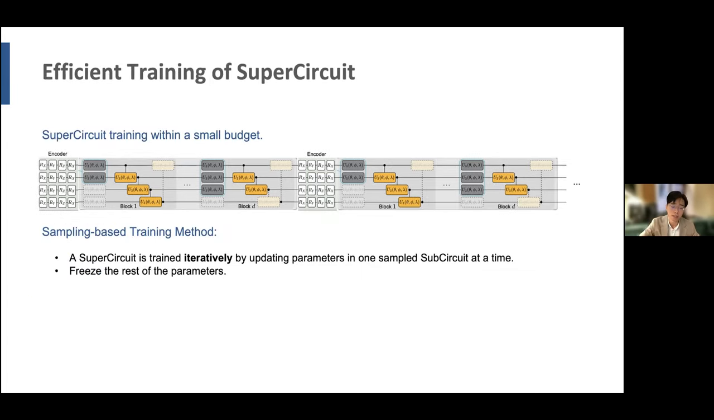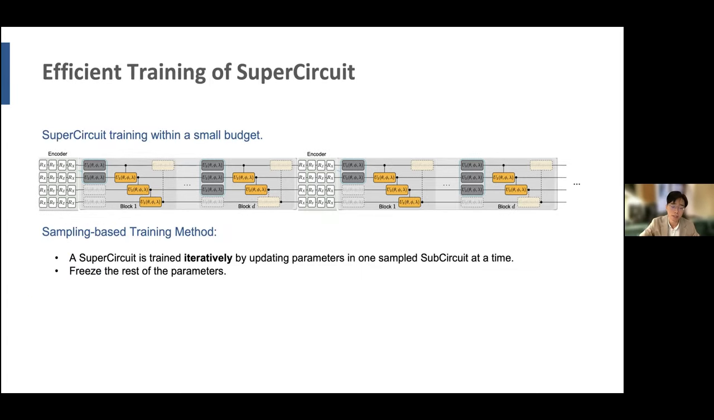That's a really good question. In fact, our assumption for the super circuit training is that if you are ignorant of noise, then we can just use the regular parameter shift rule to derive your gradient. And that already works well. In fact, the gradient our results use for the super circuit is not computed in the presence of noise.